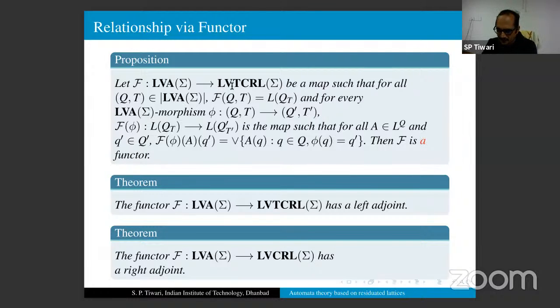adjoint and right adjoint. It is well known that whenever we are talking about adjointness, in topology, the construction of the Stone-Čech compactification corresponding to topological spaces is well known. Categorically, that can be done by using the concept of left adjoint. So this is the functorial study, or the study of automata and residuated lattices in the framework of category theory.